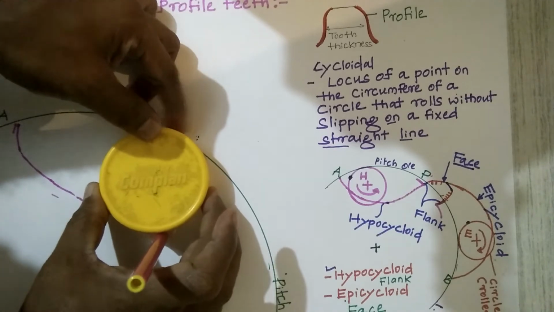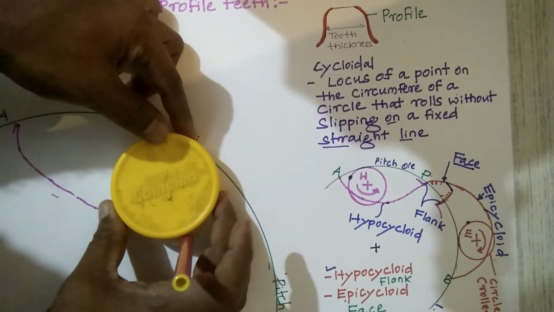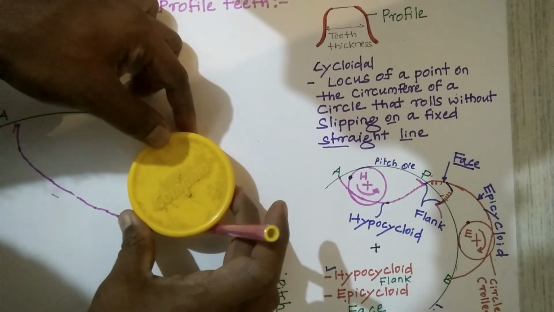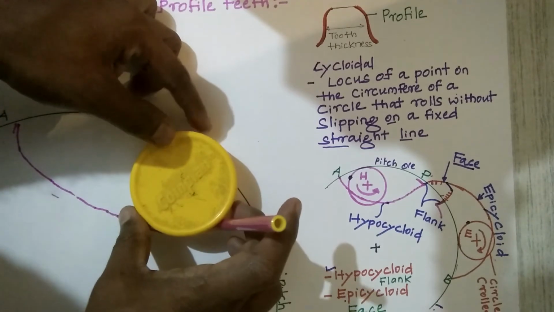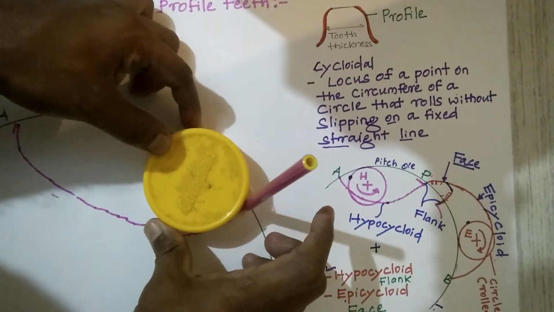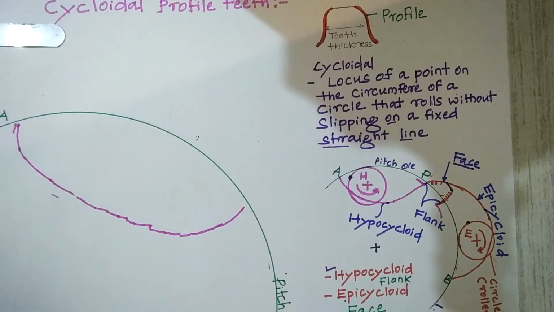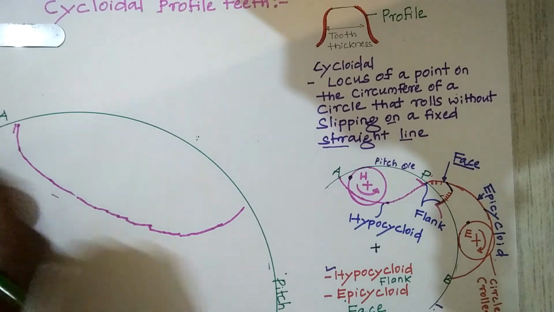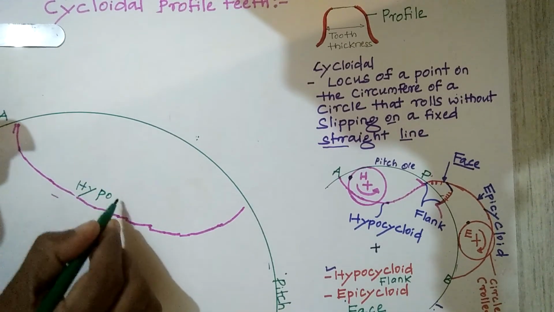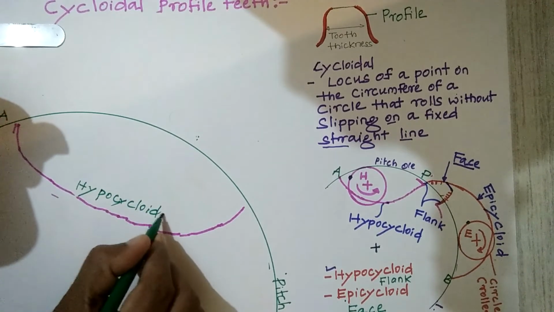You have to draw this properly. Anyhow, for concept clarification I have taken this one. Here sometimes it makes some slip also. Okay, I hope that you got it. What I am saying, this is nothing but hypocycloidal. This is nothing but hypocycloidal.